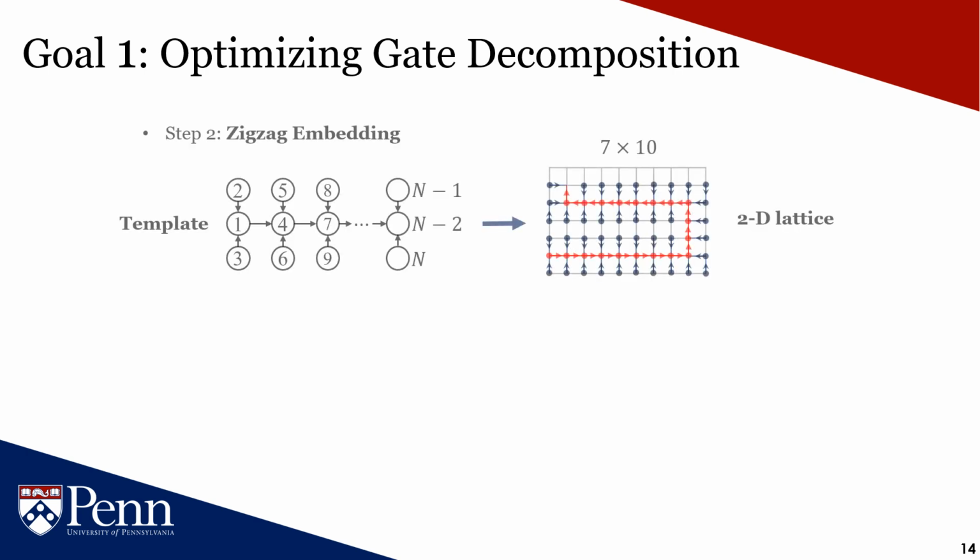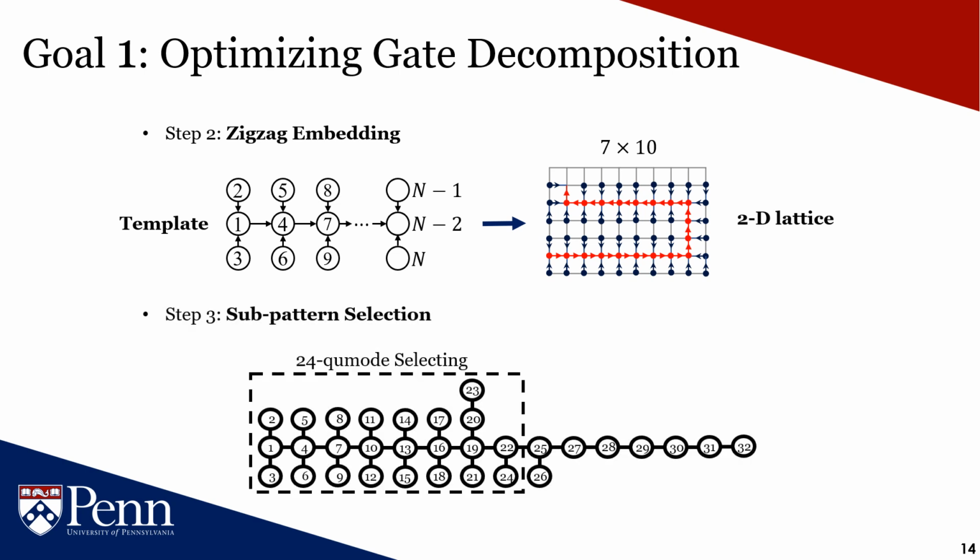Step 2 is to embed this template into the ISCA device, for example, a 2-dimensional Q-mode lattice. We can fit the template in a zigzag pattern. The red dots stand for the Q modes on the main path, and blue dots stand for Q modes on branches. Step 3 is to select the substructure after embedding, because some of the Q modes may be redundant. This is the decomposition optimization.